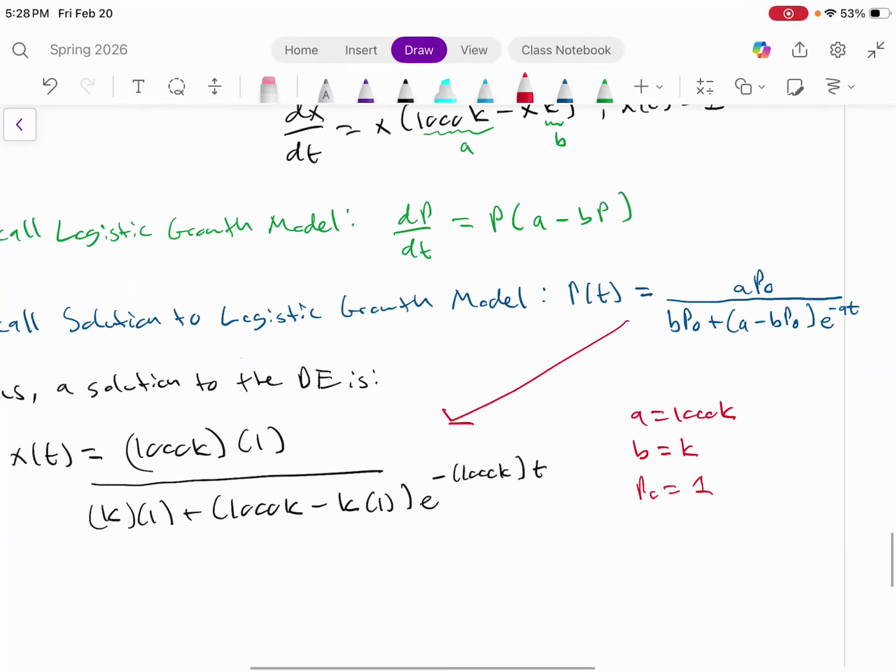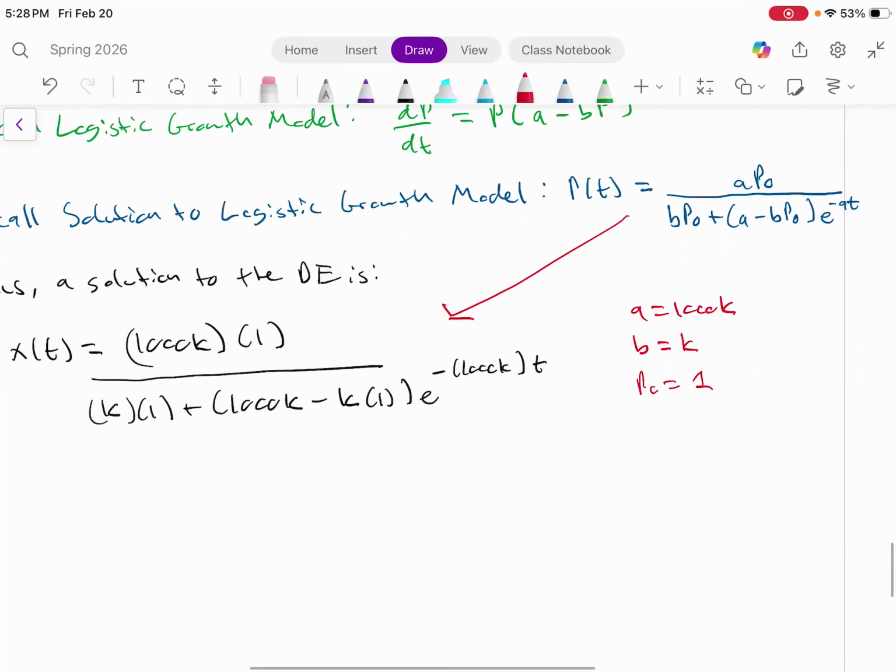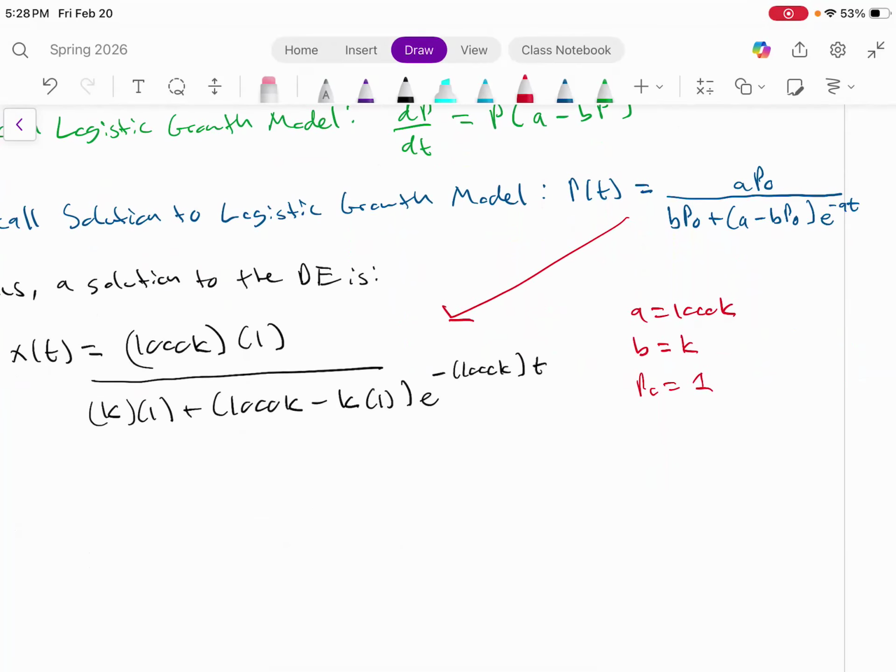So we could simplify this down quite a bit to make it much better to look at. The top would just be 1000 K. The bottom would be K plus 999 K e to the negative 1000 K t.